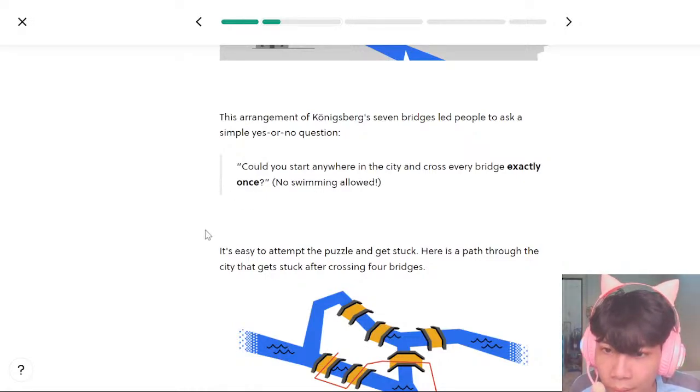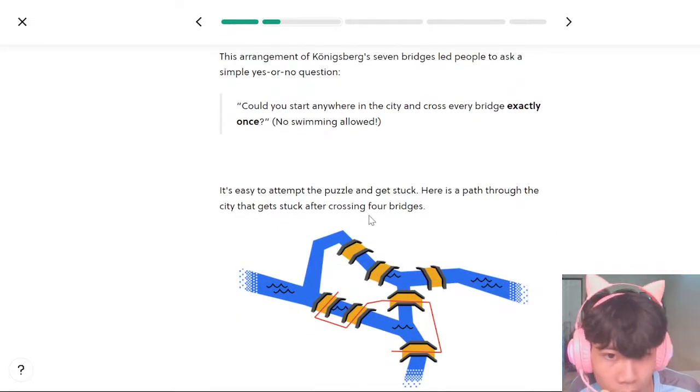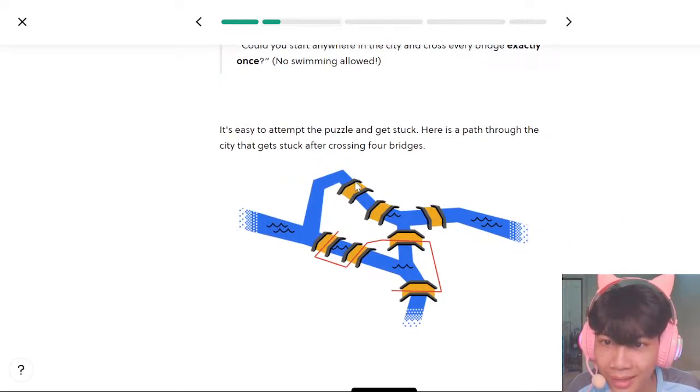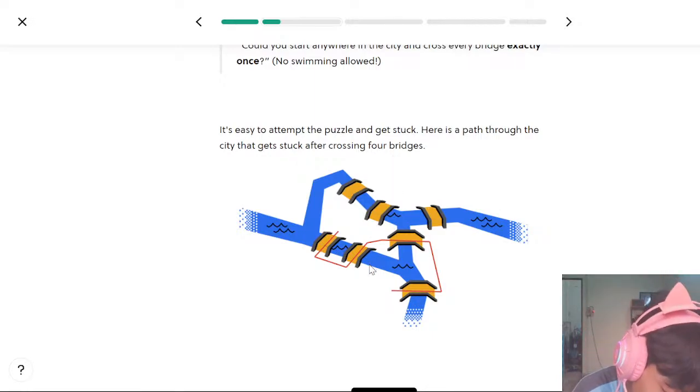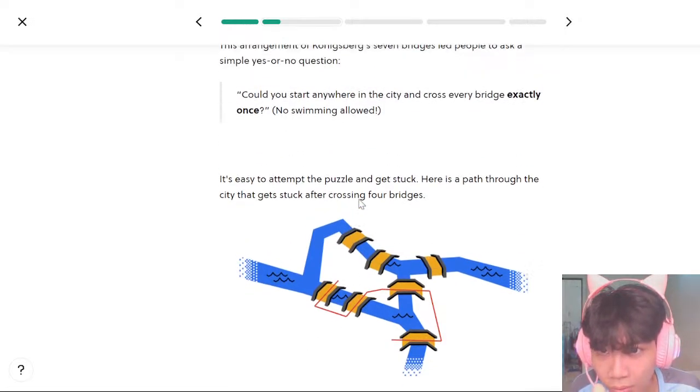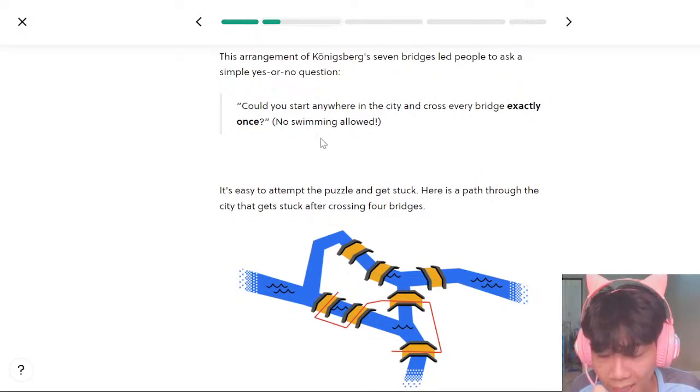I don't understand. This arrangement: could you start anywhere in the city and cross every bridge exactly once? No swimming allowed. It's easy to attempt the puzzle and get stuck. Here is a path through the city that gets stuck after crossing four bridges. Okay, so it's easy to understand that you need to cross every bridge exactly once.